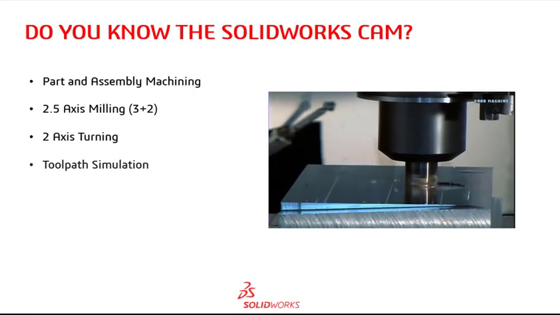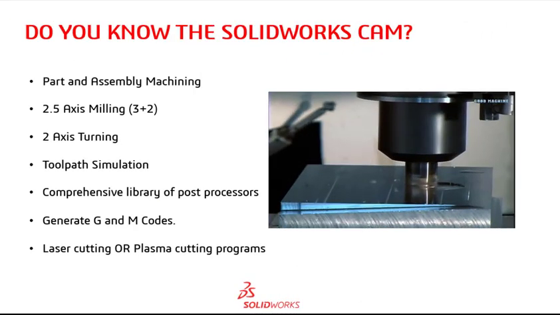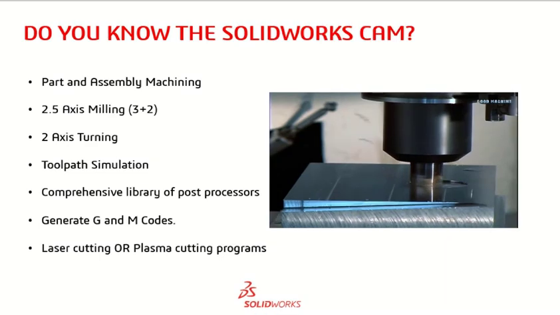Do you know SolidWorks CAM? SolidWorks CAM includes part and assembly machining, from 2.5 axis milling to 3+2 indexing operations, also 2 axis turning operations, toolpath simulation, comprehensive libraries for post-processors, able to generate G-codes, and also possible to generate programs for laser cutting or plasma cutting.